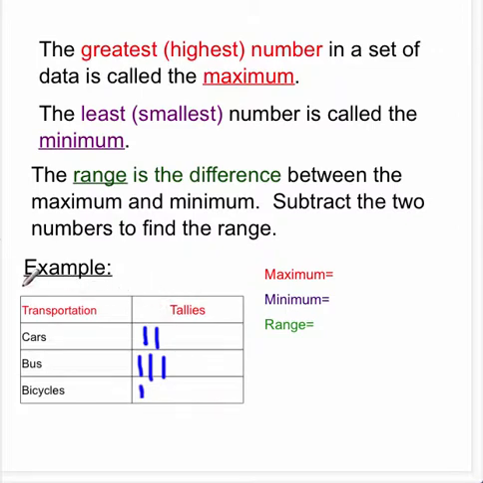If we look at this chart down here, this is an example. We have types of transportation: cars, bus, and bicycles. We also have tallies off to the side, which shows us how many cars, how many buses, and how many bicycles there were. If I want to find the maximum, I need to look for the most number of tallies. If I look, I have 2 tallies for cars, 3 for bus, but only 1 for bicycle. The most number of tallies is 3. That's called my maximum.